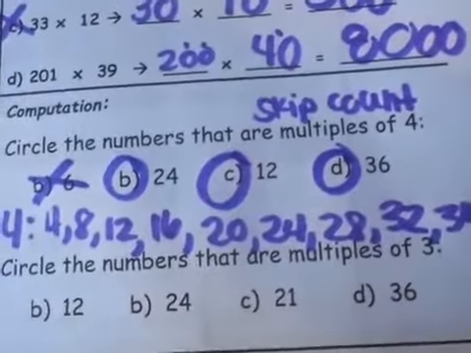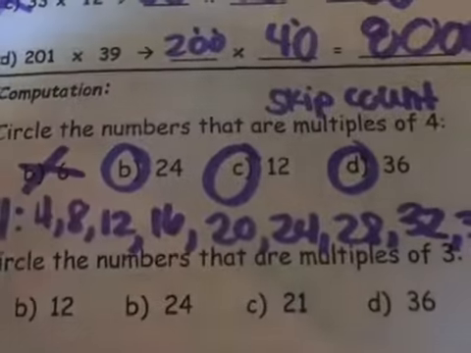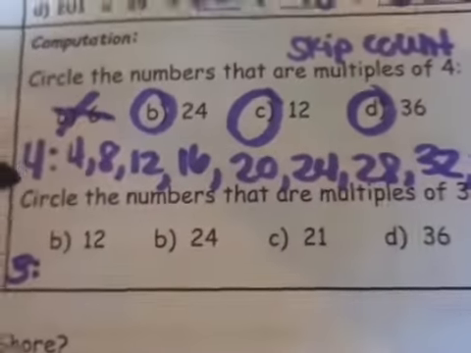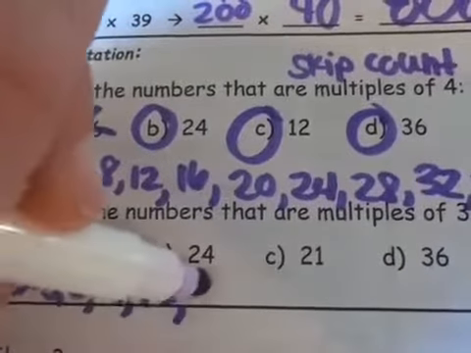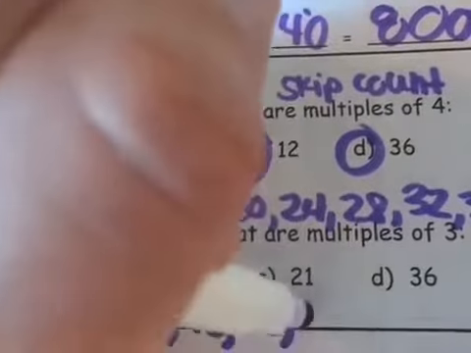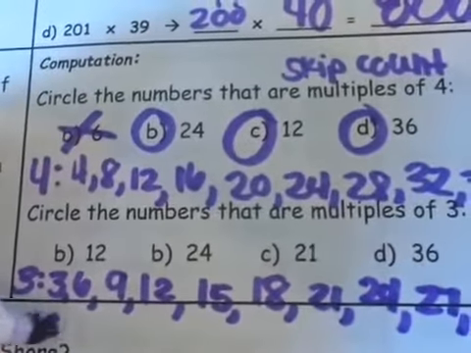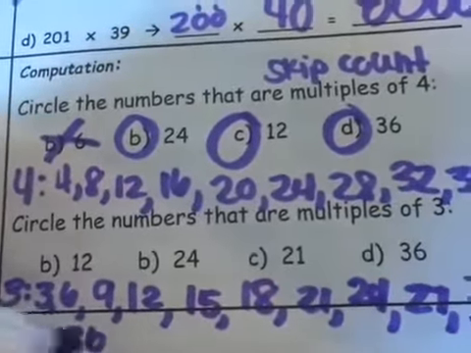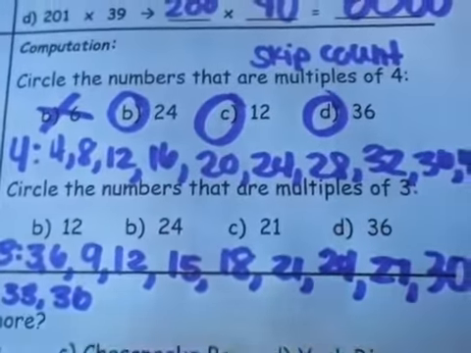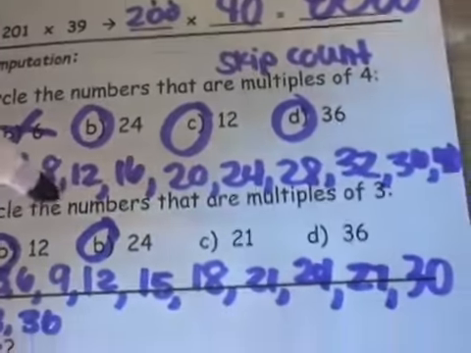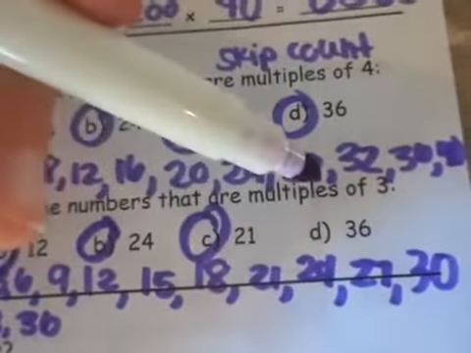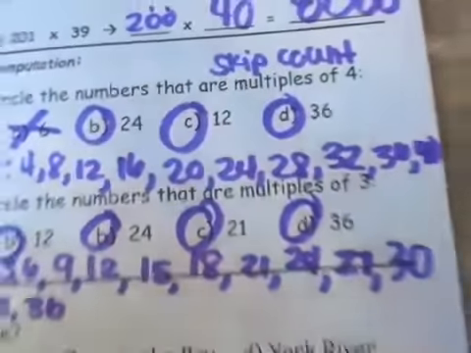The next one, circle the numbers that are multiples of 3. I'm going to do the exact same thing. Skip count by 3. 3, 6, 9, 12, 15, 18, 21, 24, 27, 30, 33, 36. So let's look at what we got. Did I say 12? Yes, I did. Did I say 24? Yes, I did. Did I say 21? Yes, I did. Did I say 36? Yes, I did. All of those are multiples of 3.